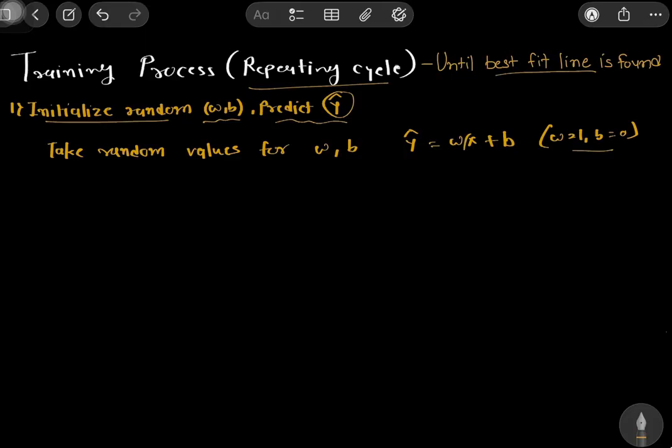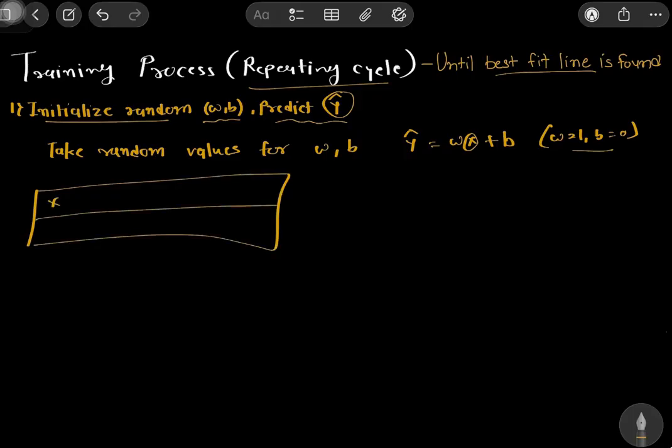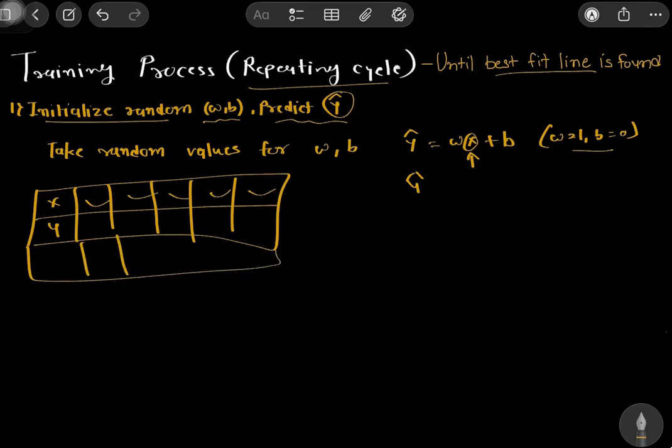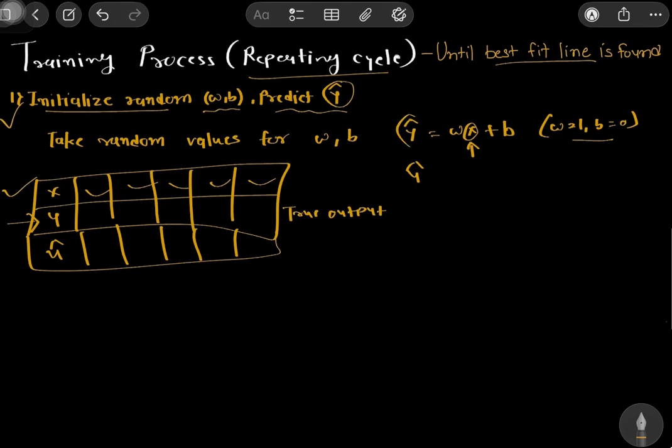Already we have the X data. If you remember, we had this data where we had all the X and Y values. We will use all these values in X and we will get Y hat. So we will have all the Y hat values. In this first step, we are not looking at the actual value, which is the true output. We are only using the input data, and based on that, we are calculating our Y hat based on the initialization we did of W and B.